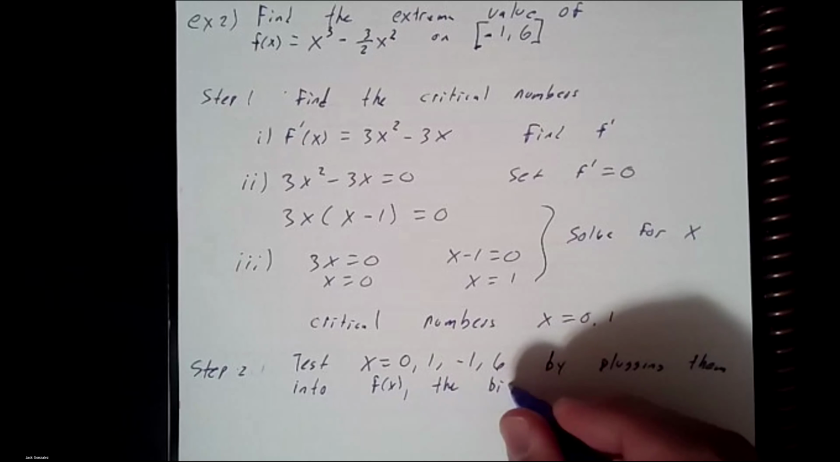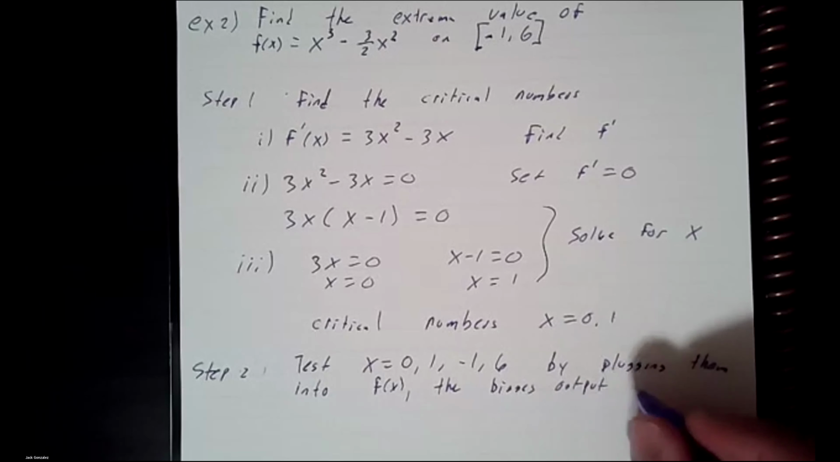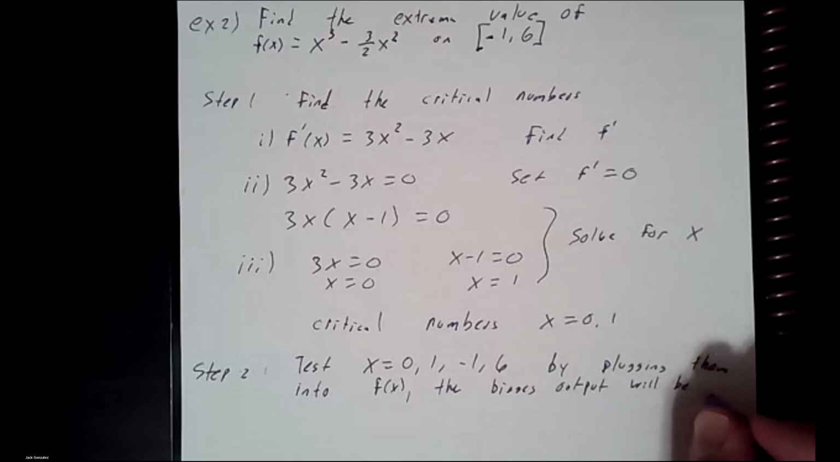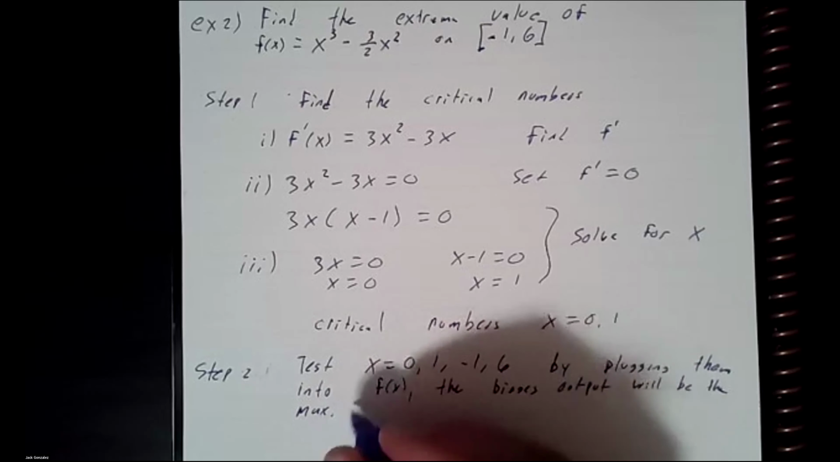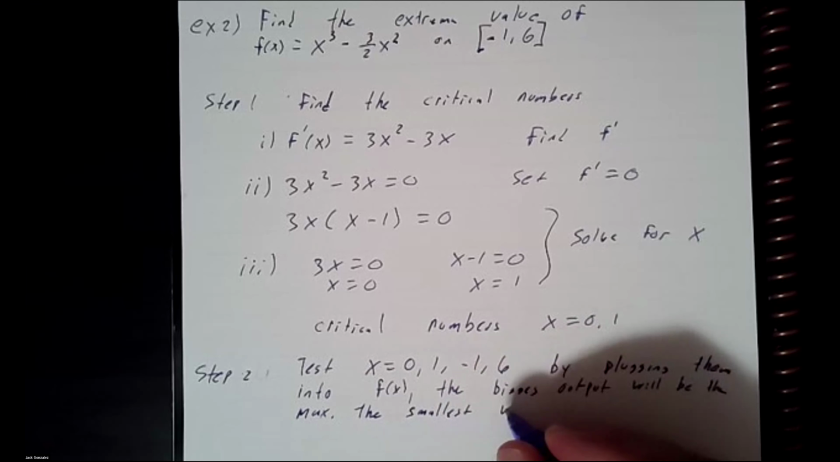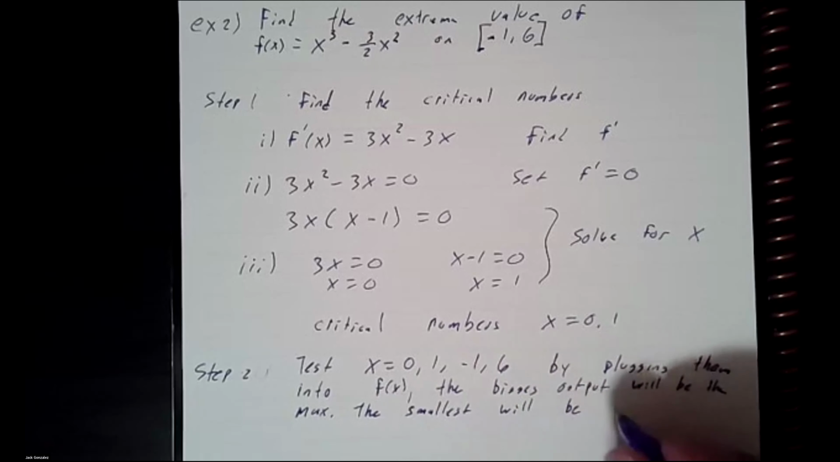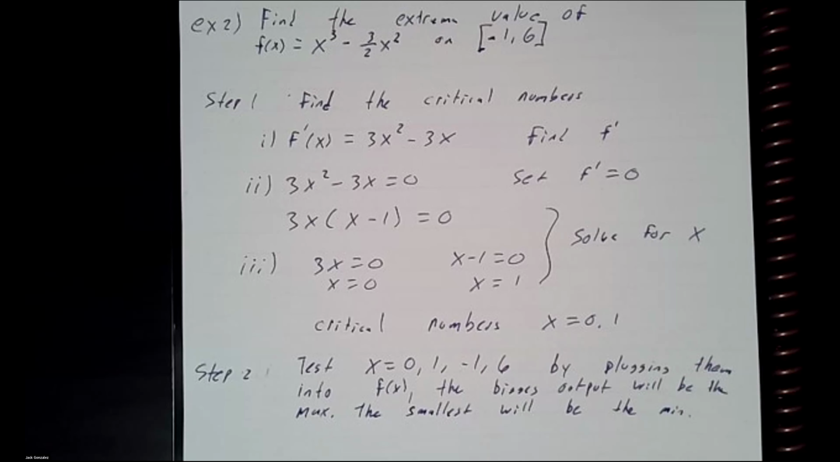The biggest output will be the max. The smallest or most negative will be the min. So when it's closed, you don't have to use any special techniques. You just plug numbers in and figure out, okay, what's bigger. Okay, so here we go.